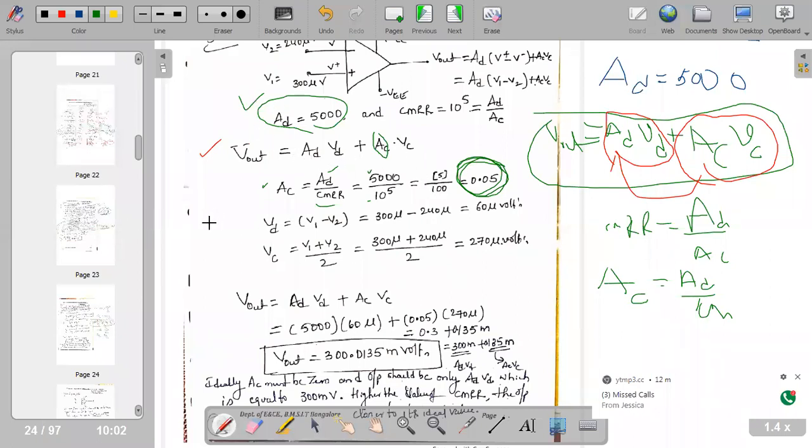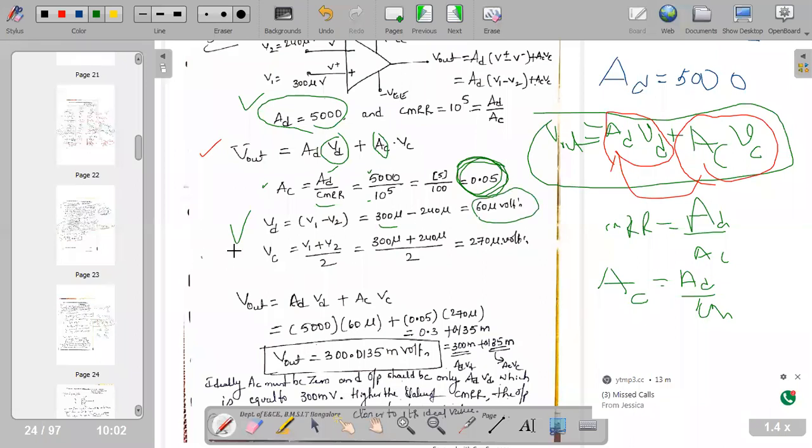So now again you can find out what is VD. VD is the difference input voltage. You can write VD is equal to V plus minus V minus, or you can write it is V1 minus V2. You can write it is 300 micro minus 240 micro, we will get it is 60 microvolt.